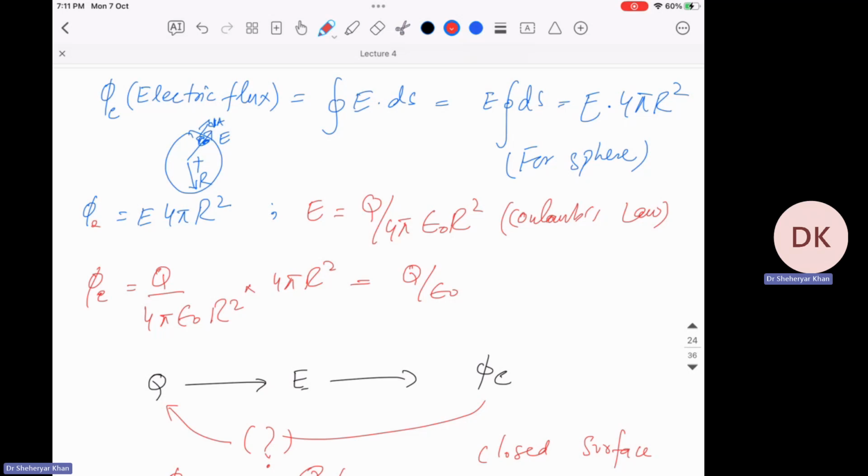Put this value into this equation and then you will get this formula. Flux is equal to Q over 4 pi epsilon naught r squared, times 4 pi r squared, right? So this thing and this thing cancel out, and you will find a relationship between flux and charge. Now, flux is equal to Q over epsilon naught.